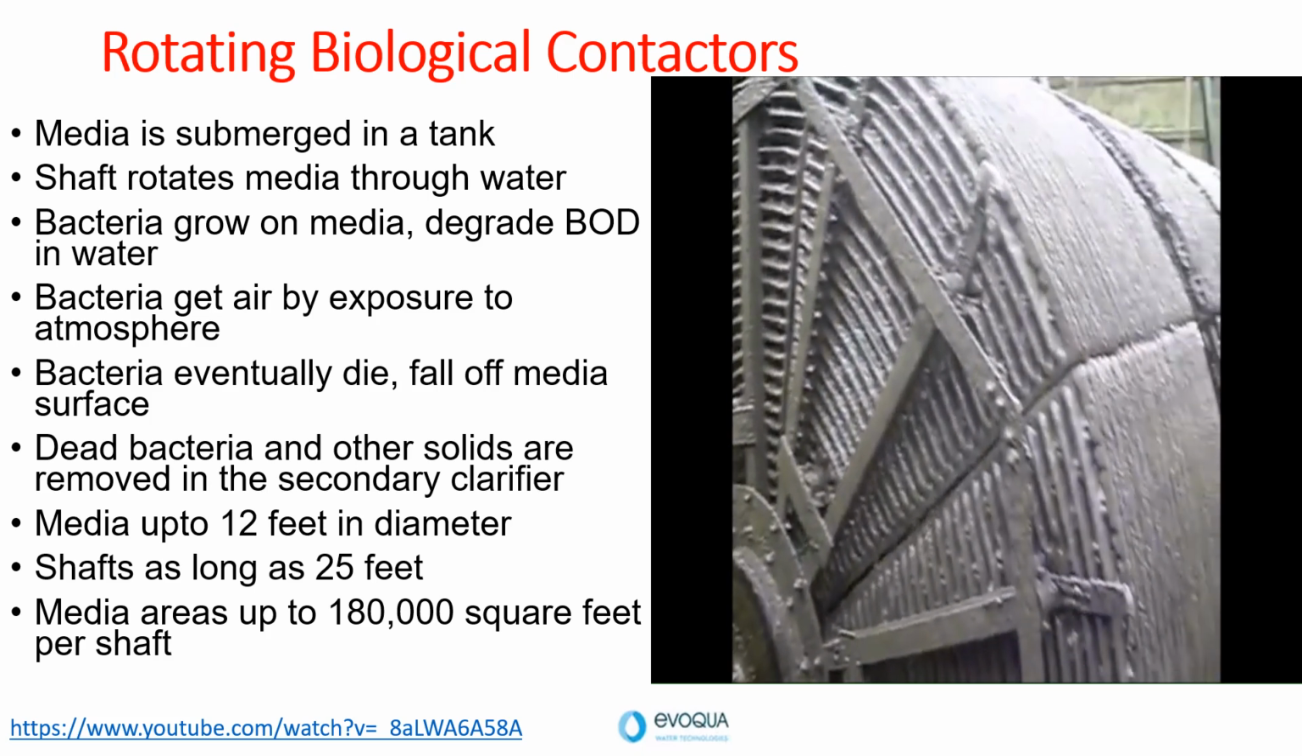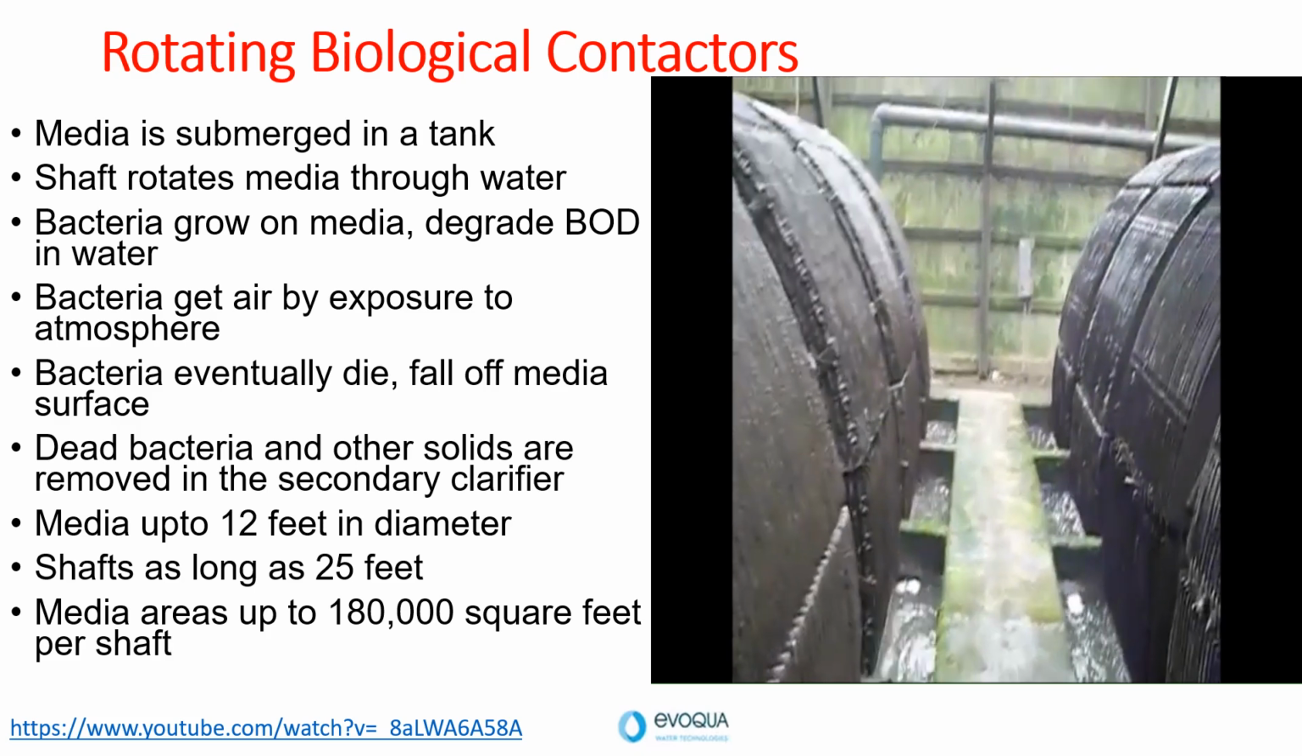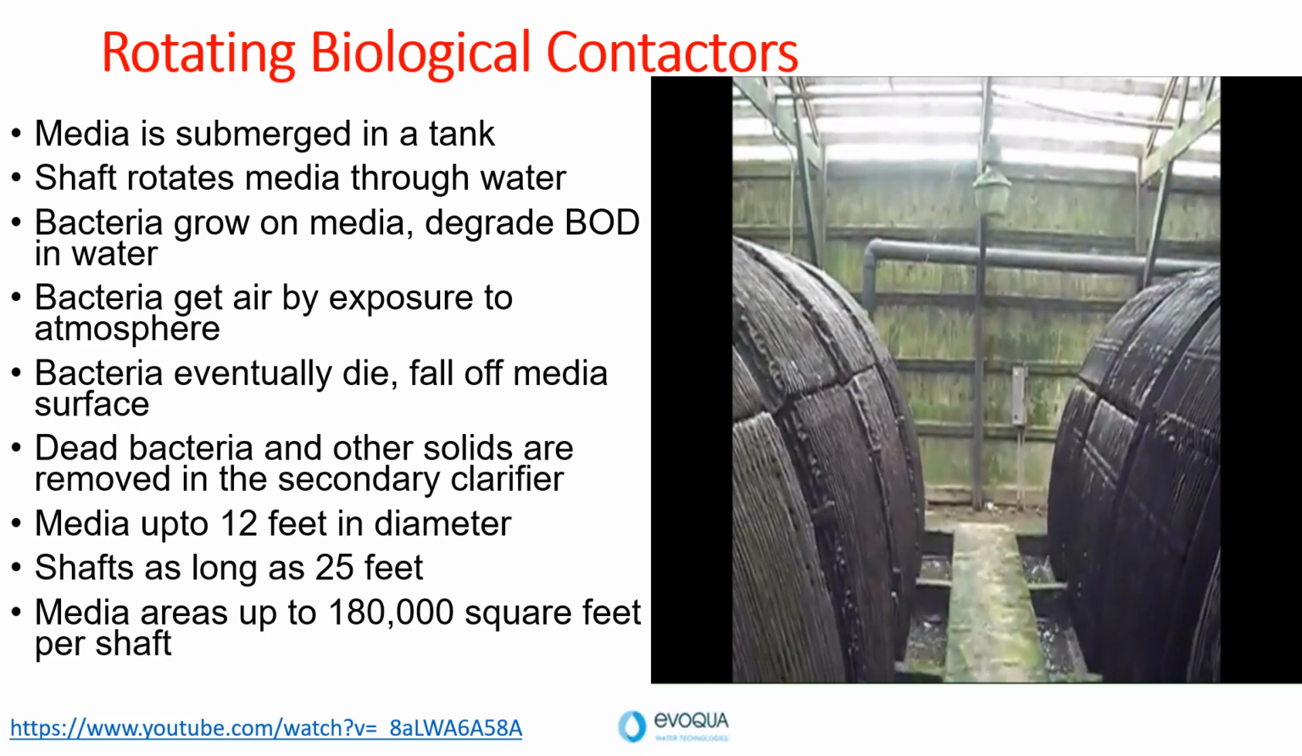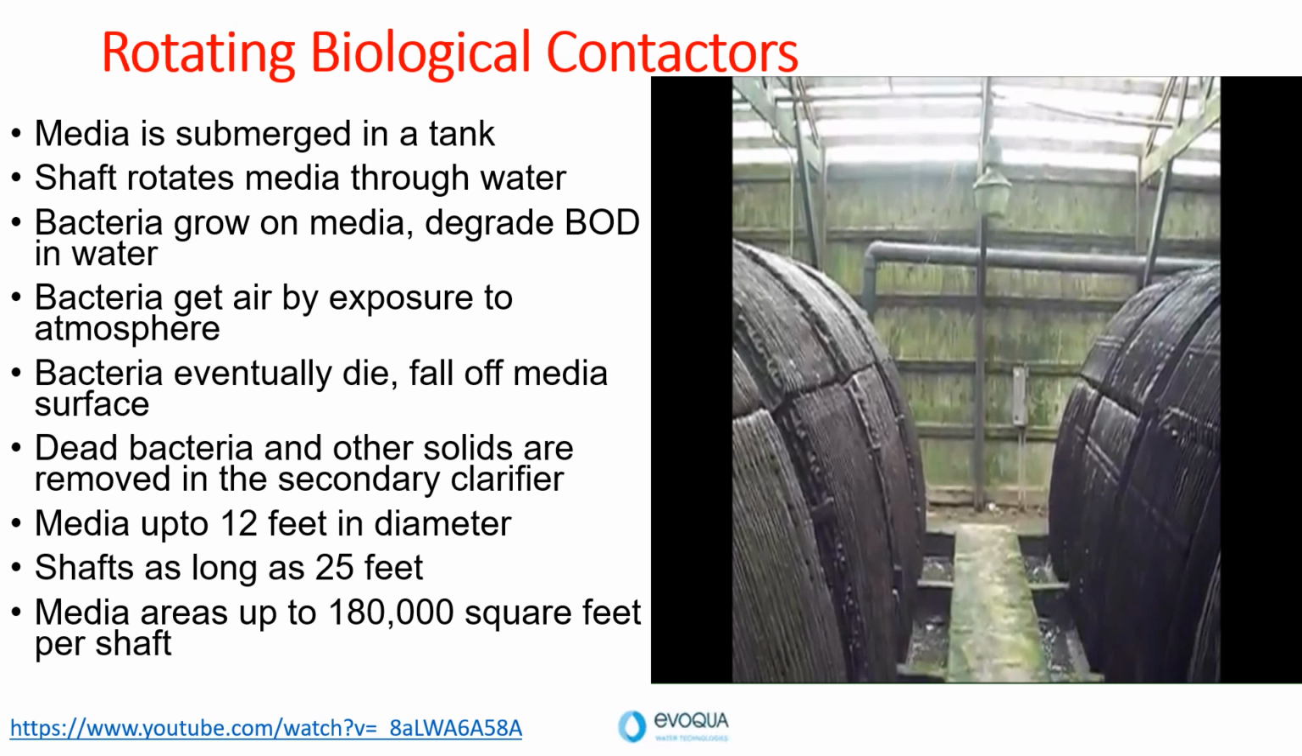As a result, the biofilm will be formed on the surface of the media. As the film grows, the top layer will not be able to attach, so it will die and fall off the media surface. This dead bacteria and other solids are removed in the secondary clarifier. The media used is usually 12 feet in diameter, and the horizontal shafts are usually 25 feet long. Media areas up to 1,80,000 square feet per shaft are used.